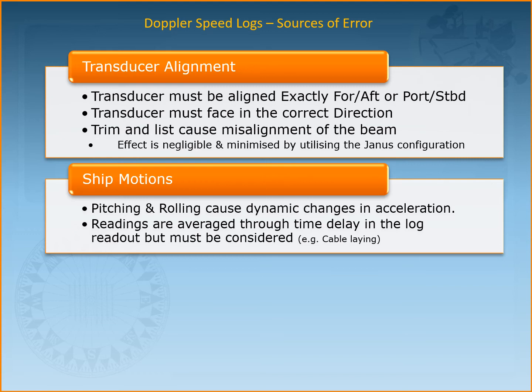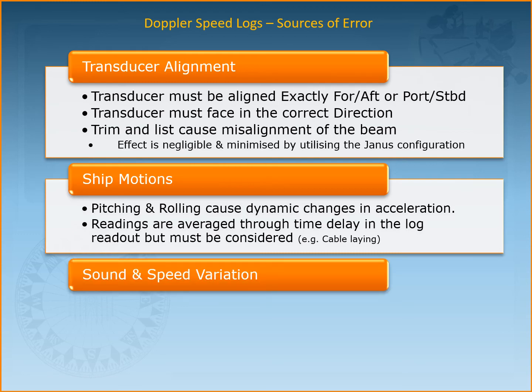For a fore and aft axis log, pitch is the most significant cause of error. For a cross-track log, errors caused by rolling can be significant. You must pay particular attention to the instantaneous motions while relying on the speed shown by the log, and must treat the readings with caution even after averaging them over a period of time.